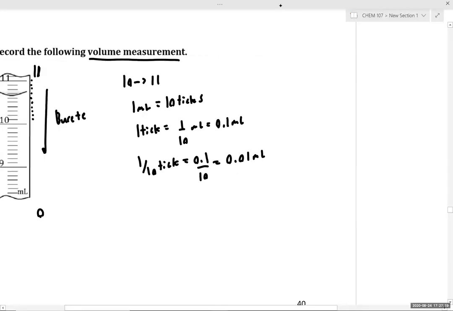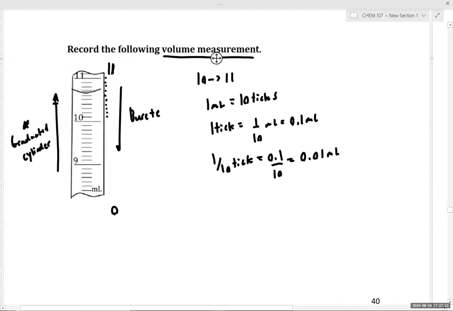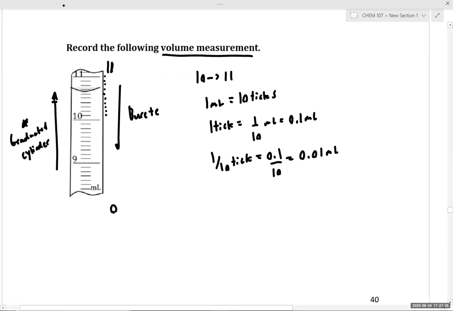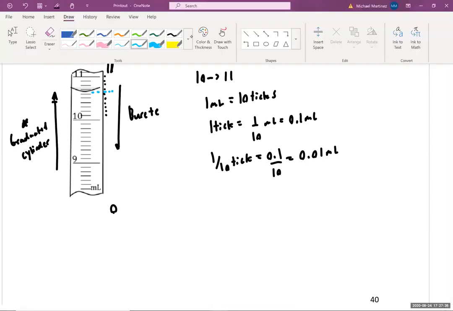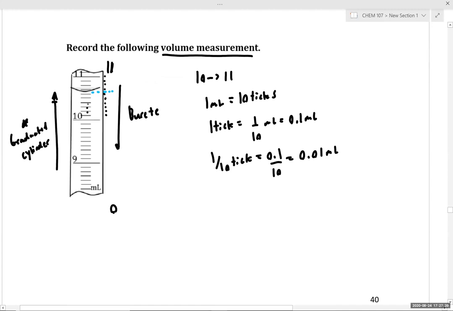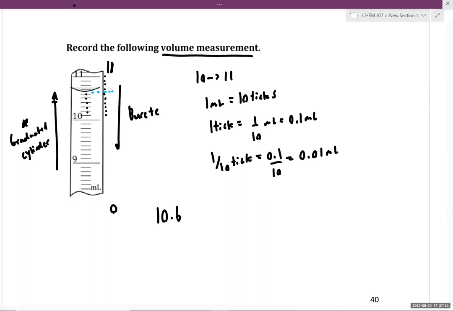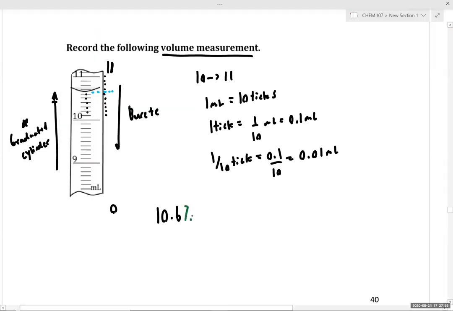Okay, from the bottom of the meniscus, let's quickly mark that in light blue. The bottom of the meniscus is slightly above the 1, 2, 3, 4, 5, 6 mark. So for our certain digits, we'll report 10.6, and then we can estimate an additional digit. So we can say 10.67, for example, milliliters. So this would be our complete measurement for the volume of liquid in this graduated cylinder.